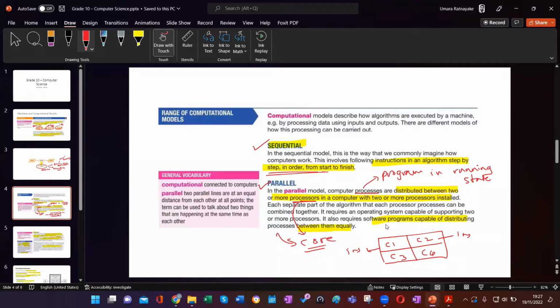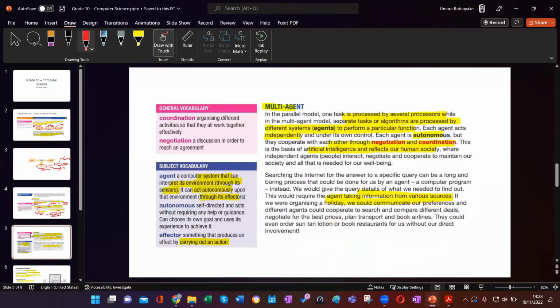It also requires software programs capable of distributing. Now, there should be someone to distribute the work among these cores, and that is done by software programs, system software, right? Okay, and the next model is called multi-agent.